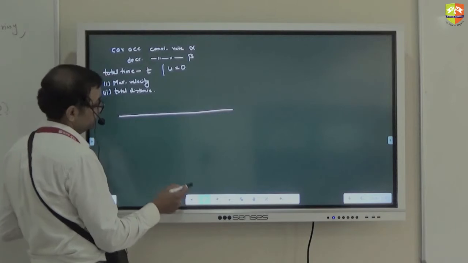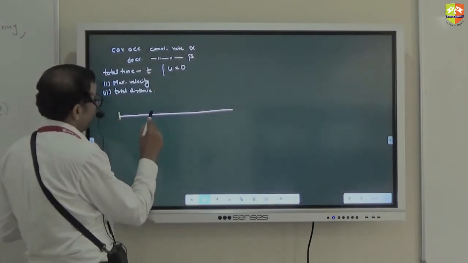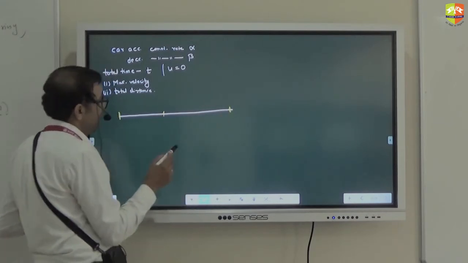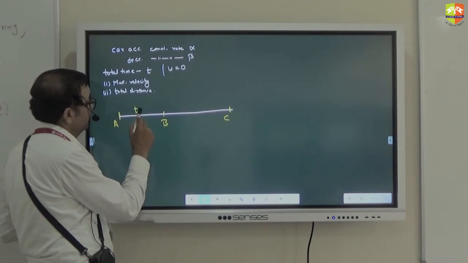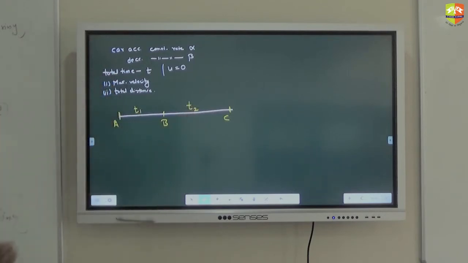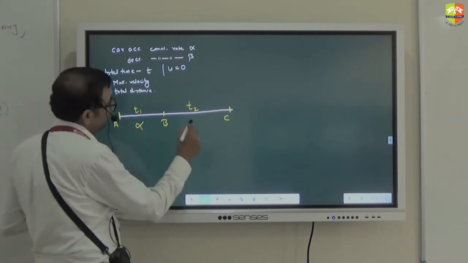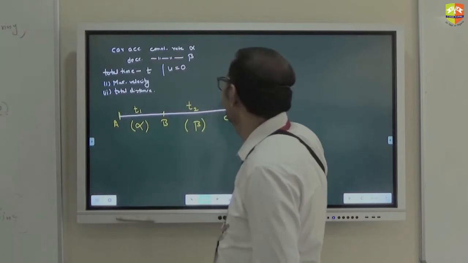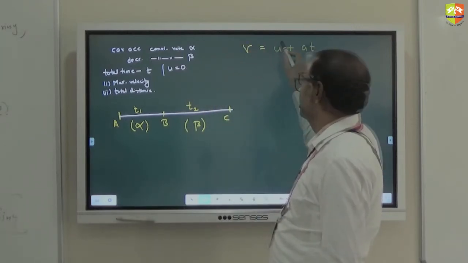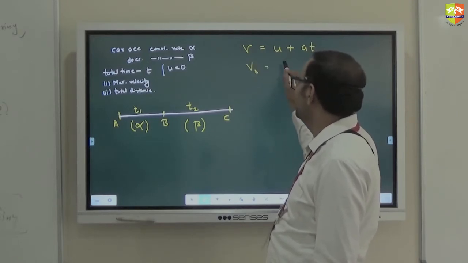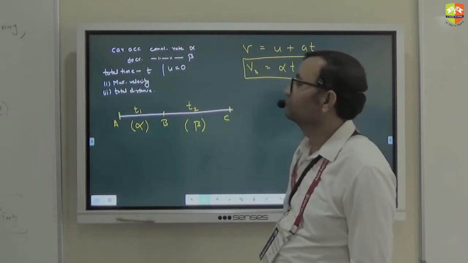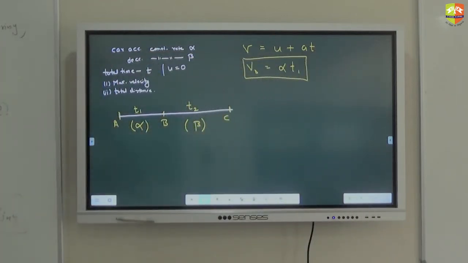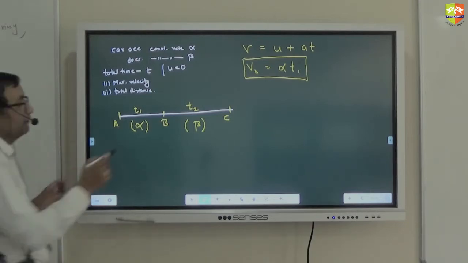Okay, should I do it now? From A to B, constant acceleration alpha; B to C, constant deceleration beta. So velocity at B is your maximum velocity, yes or no? Which is alpha T1. But the problem is, I don't know what T1 is. There is one more condition given to you: velocity over here is 0.